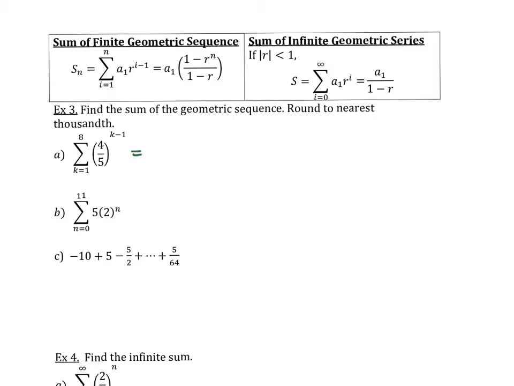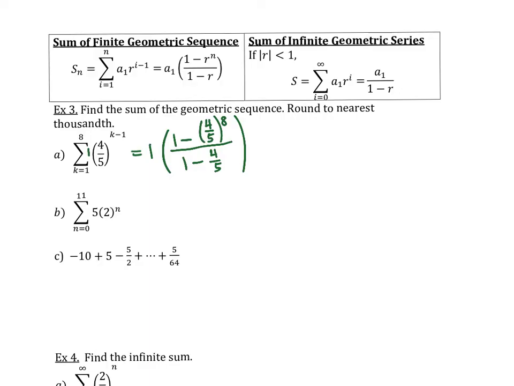Okay, so I'm trying to find the sum from 1 to 8. Now if I look at the formula, the first thing it has is a1, which is in front of the r. There is nothing here, so it's like an imaginary 1. So a1 is 1. Let me do the little parentheses. In the numerator, it's 1 minus r, where r is 4/5, to the n, which is 8, over 1 minus r.